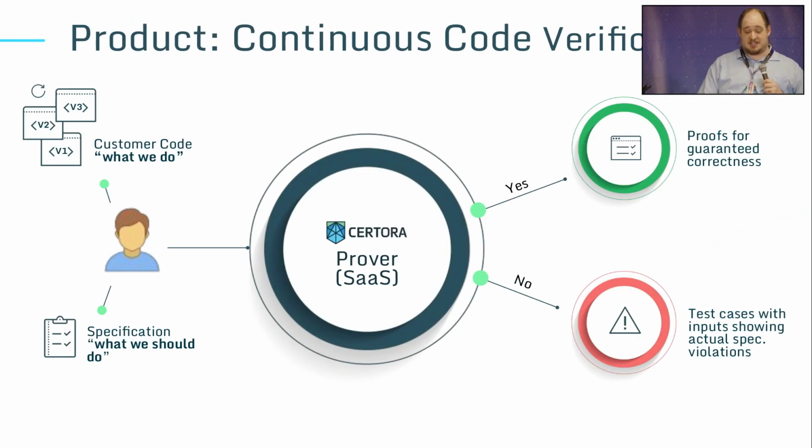So our tool takes in your EVM bytecode, as well as a specification that's written in our custom specification language. And the specification says, here are properties the contract should have. You know, the contract should be solvent, for example. Or certain methods should not revert.